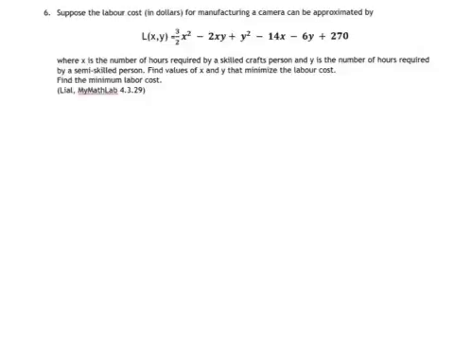Welcome to Week 10, Question 6. The question reads, suppose the labor cost in dollars for manufacturing a camera can be approximated by, and we're given the L(x,y) labor cost function, where x is the number of hours required by a skilled craftsperson and y is the number of hours required by a semi-skilled person, so perhaps an apprentice. It says find values of x and y that minimize the labor cost.